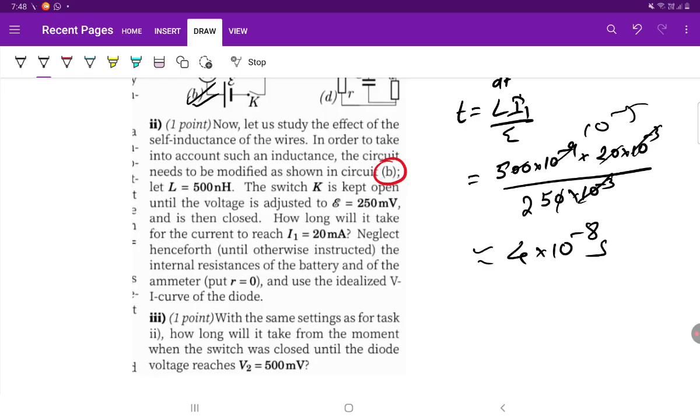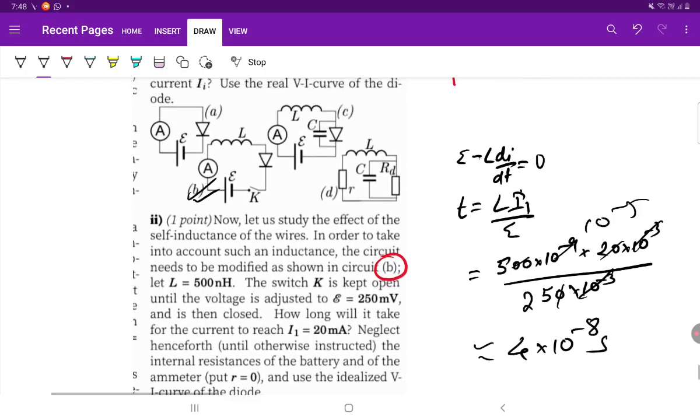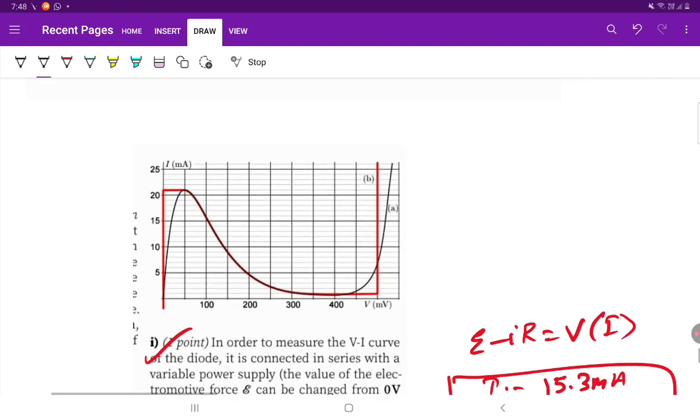Now the third part says, with the same settings as for task 2, how long will it take from the moment the switch was closed until the diode reaches a voltage of V2 equal to 500 millivolts. Now I want the time for the diode to reach 500 millivolts. Observe one thing, that the current is increasing, so the inductor will have some constant voltage also. Now the current is increasing, thus it will follow a path like this, as I said.